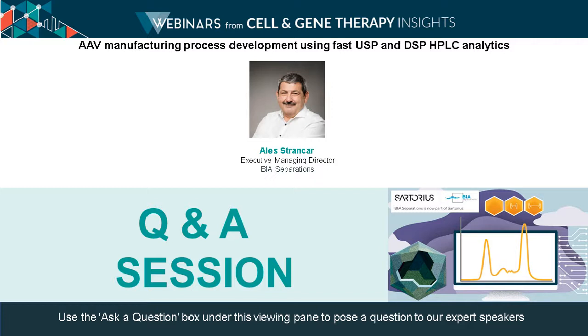So another question here. You had mentioned removing the second peak, empty capsids, or eliminating it altogether by working on the upstream process. What are some of the parameters that you examine to generate more full capsids in the upstream process?